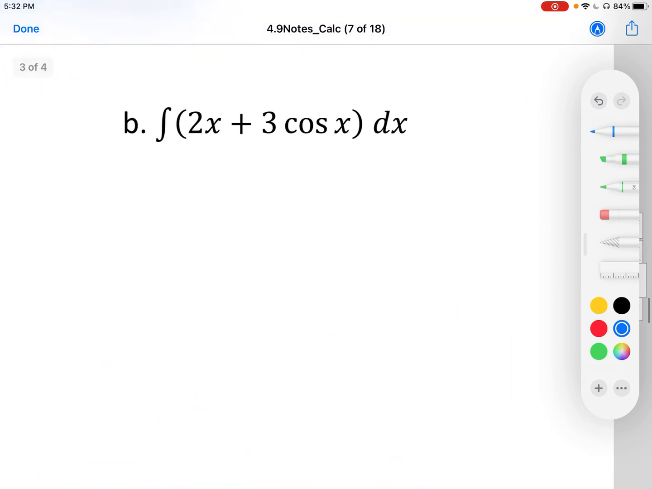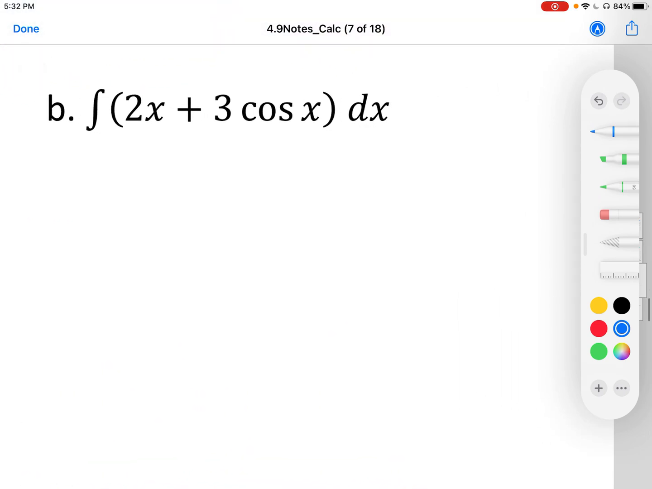Okay, let's do another example. Now, the sum rule for integrals is very helpful when you're working with trig functions because I see how it might cloud your understanding if we have a number there.